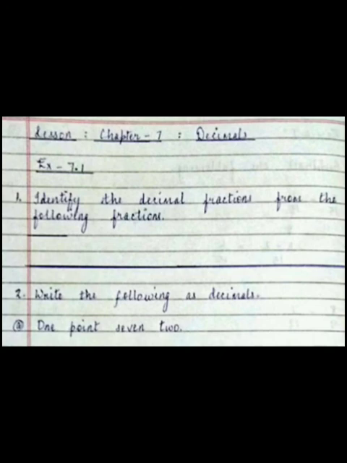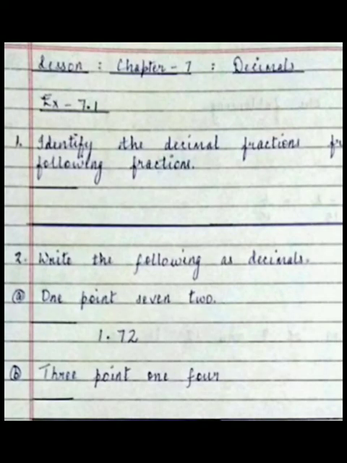Question number 2. Write the following as decimals. Question number A, 1.72. Draw answer dash and write 1.72. It will put a dot after 1. Question number B, 3.14. You will write 3 and put a dot and write 1 and 4 after the decimal point.